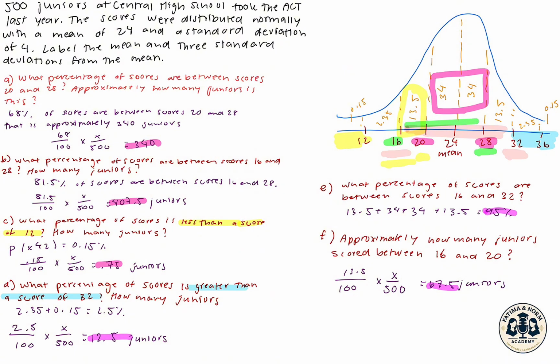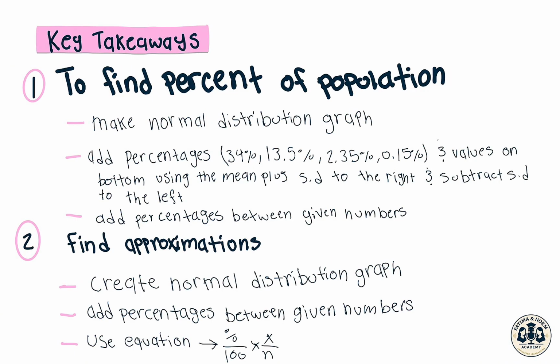For D, you would do the same thing, except you would look at the scores that are to the right of 32, which gives you 2.5%. Then you use algebra, which gives you 12.5, but you round down to 12 because obviously there are not 12.5 juniors. And then as you can see in E, you just use the same thing that we learned. You add the percentages, giving you 95% of juniors who scored between 16 and 32. Then in F, it asks you for the amount of juniors instead of the percentage, so you use the algebra equation.